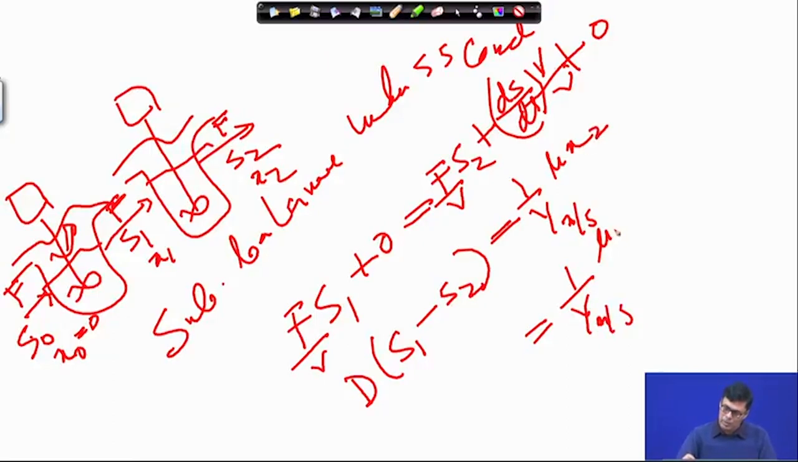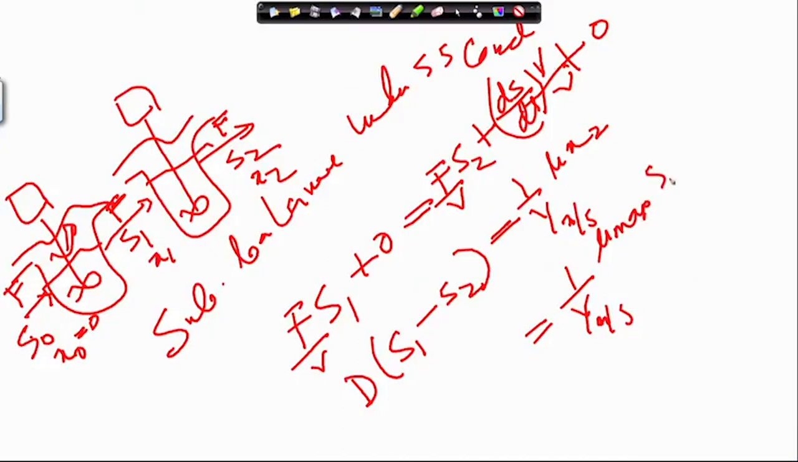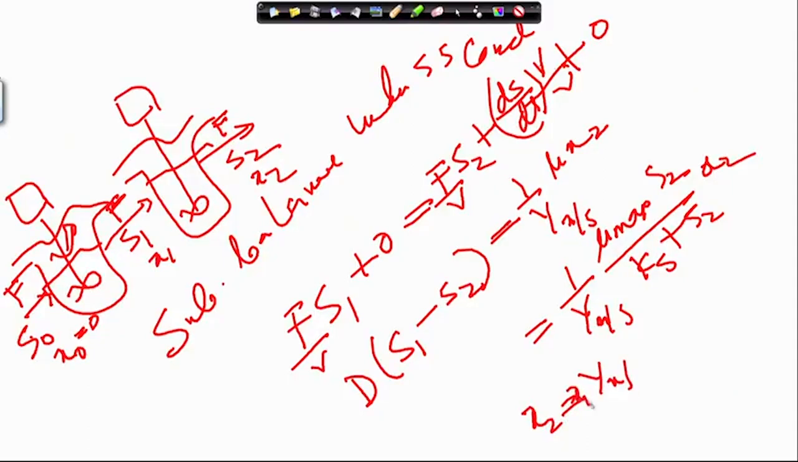Then this is μmax into S2 over K_S plus S2. Am I right? So, this is into X2. And what is the value of X2? X2 will be equal to Y_X/S times X1 plus Y_X/S into (S1 minus S2). So, we can put this value here, and then there will be a quadratic equation, only S2 will be unknown, single equation, single unknown, we can easily solve it.